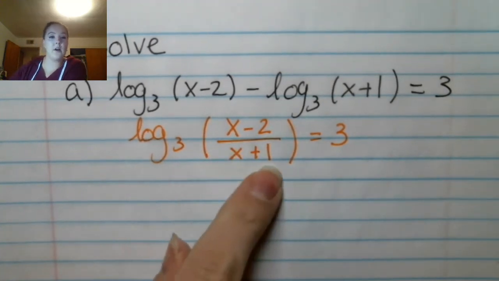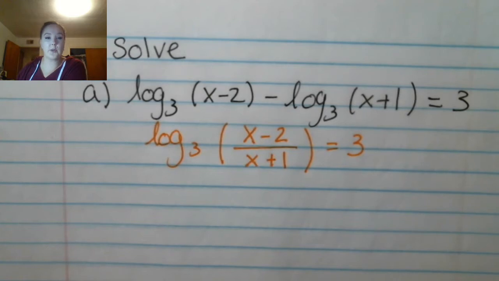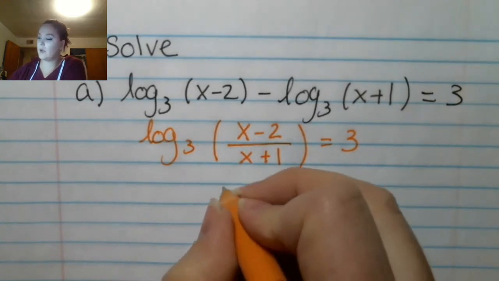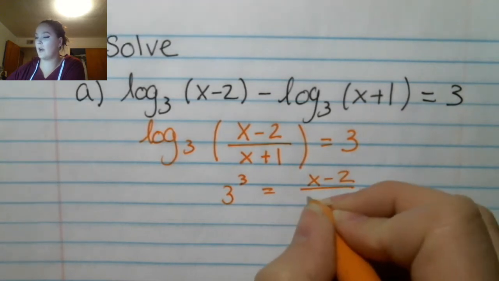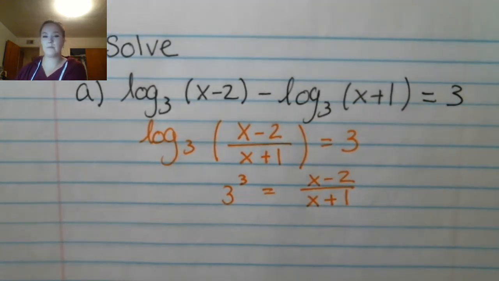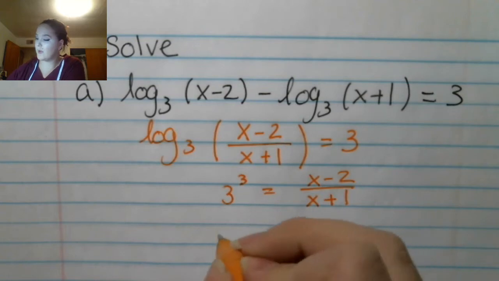Now we have a single log that's isolated on the left, so we're going to change to exponential form. We get 3 cubed equals x minus 2 over x plus 1. 3 cubed is 27.